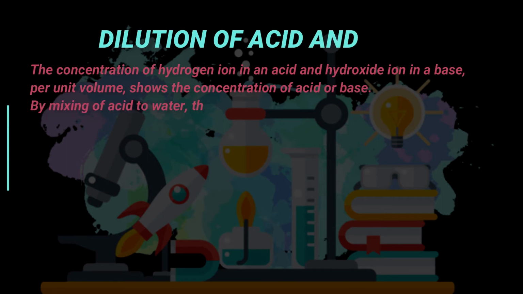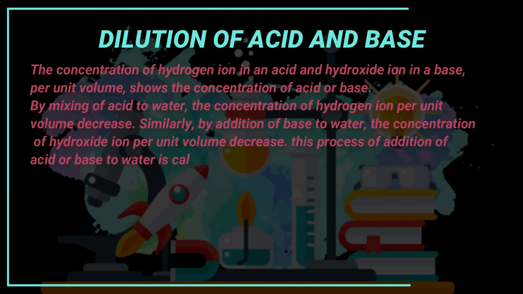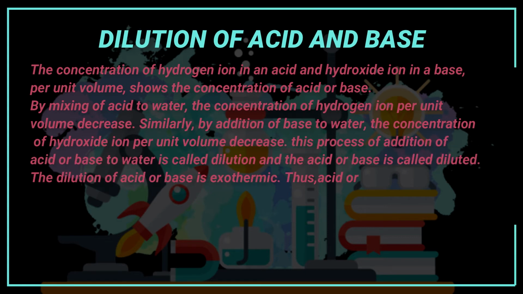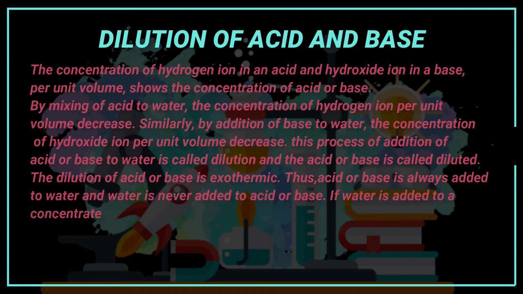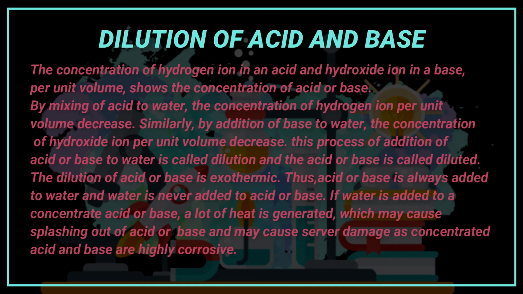Dilution of acid and bases. The concentration of hydrogen ion in an acid and hydroxide ion in a base, per unit volume, shows the concentration of acid or base. By mixing acid with water, the concentration of hydrogen ion per unit volume decreases. Similarly, by addition of base to water, the concentration of hydroxide ion per unit volume decreases. This process of addition of acid or base to water is called dilution, and the acid or base is called diluted. The dilution of acid or base is exothermic.